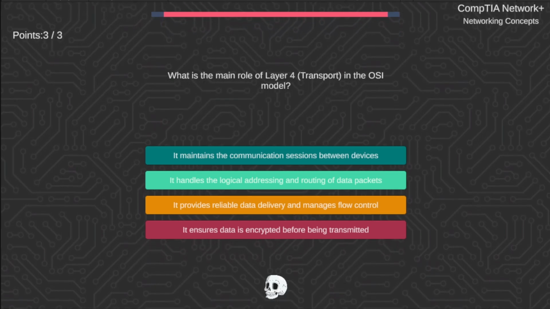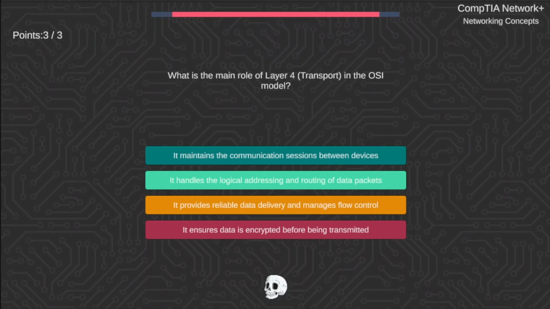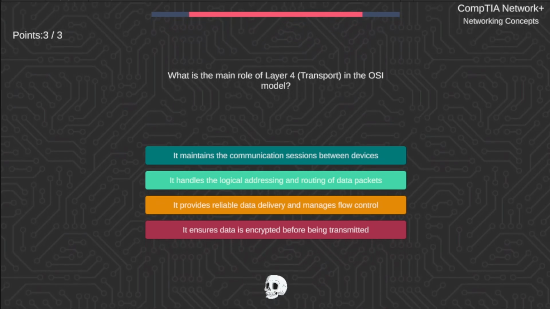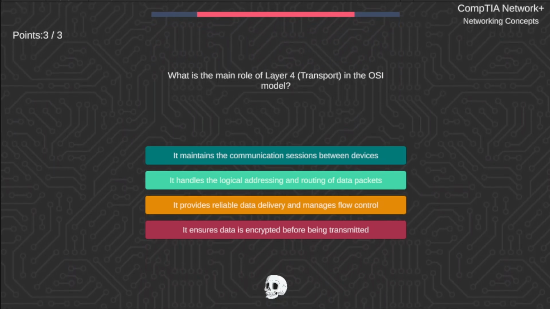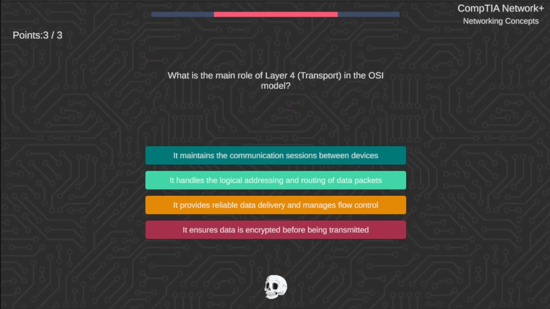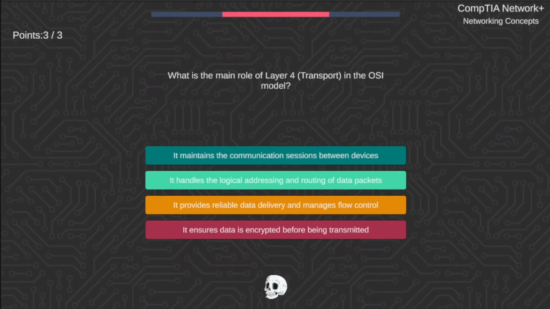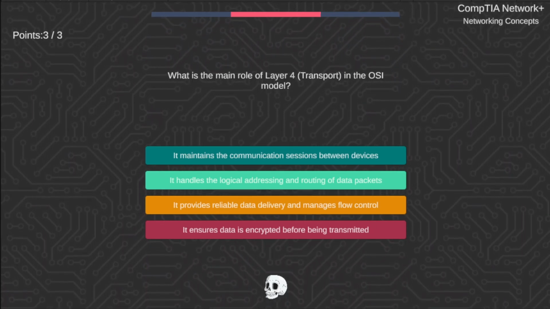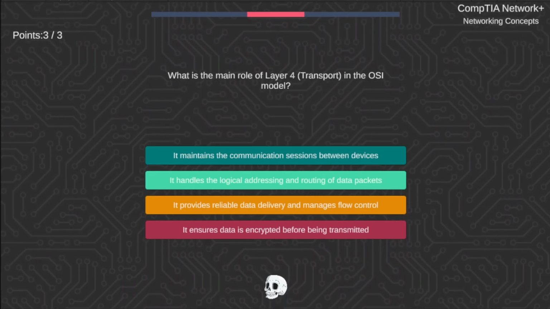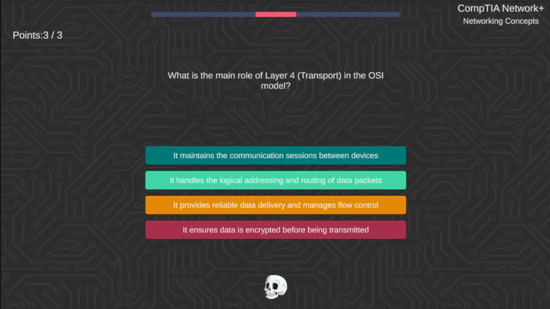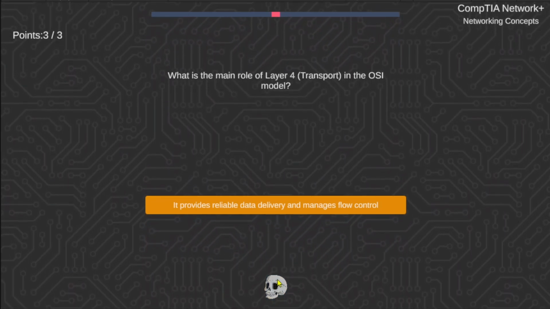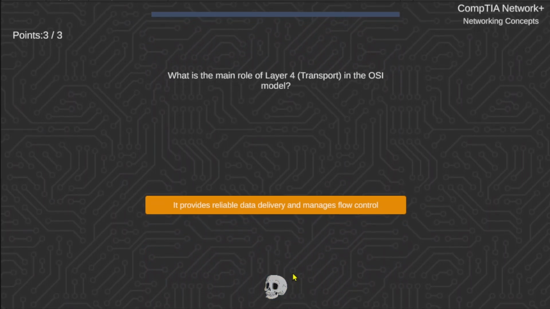What is the main role of Layer 4 transport in the OSI model? It maintains the communication sessions between devices. It handles the logical addressing and routing of data packets. It provides reliable data delivery and manages flow control, or it ensures data is encrypted before being transmitted. Correct answer is it provides reliable data delivery and manages flow control.